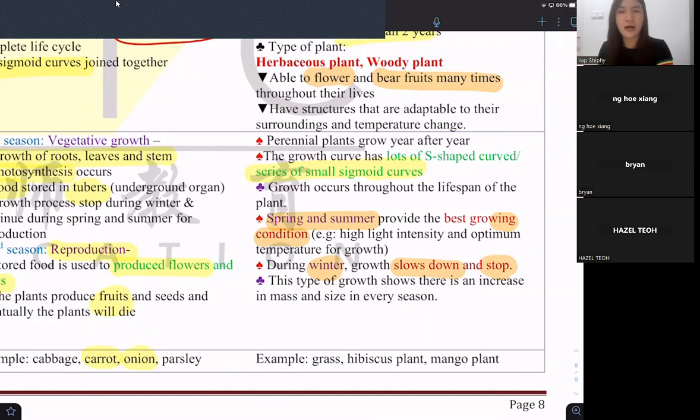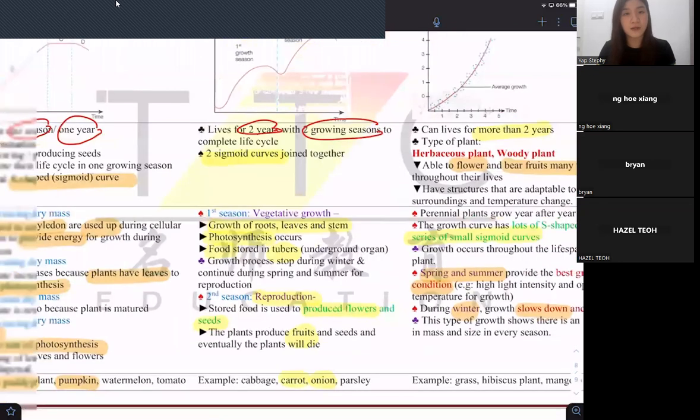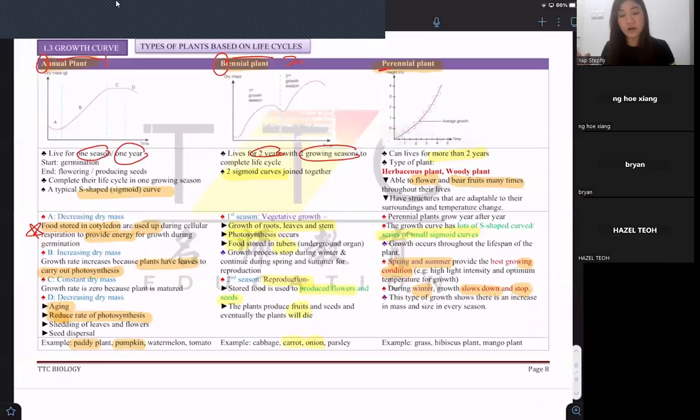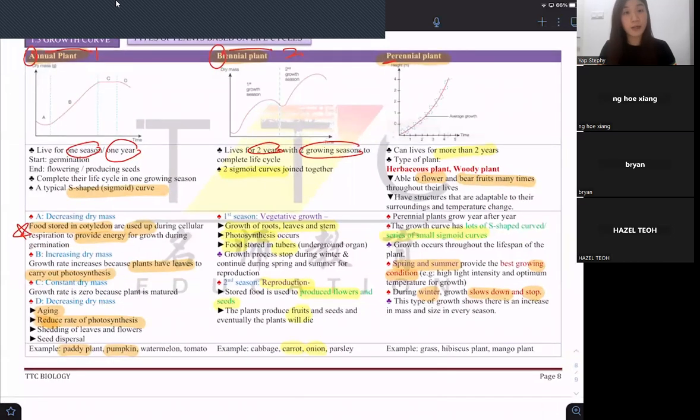So perennial is very seldom asked. Normally in the exam, they just ask about the annual and the biennial. Okay, so for these two, you need to know. Yeah, that's all. So until here, our chapter 1 is done already.